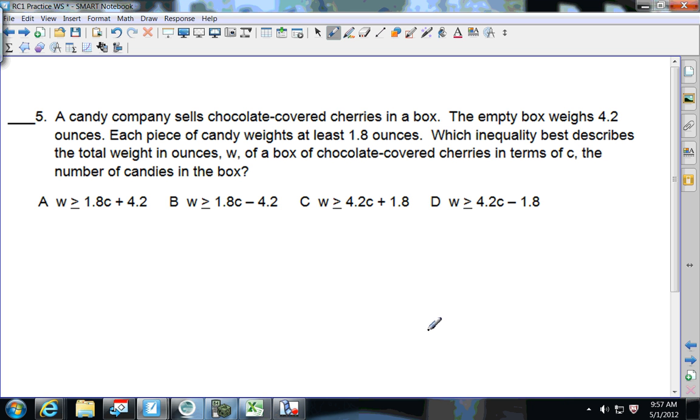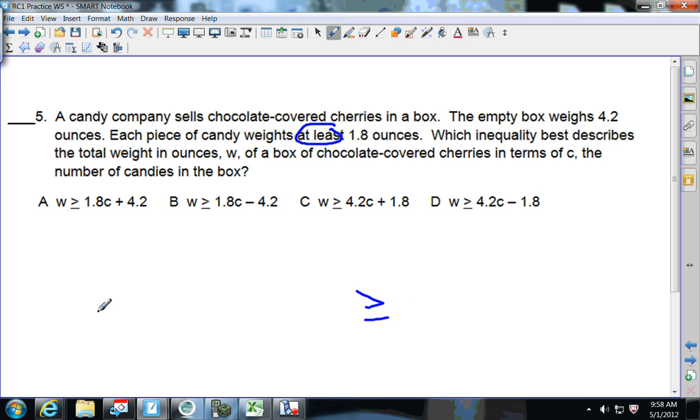A candy company sells chocolate-covered cherries in a box. The empty box weighs 4.2 ounces. Each piece of candy weighs at least, that's what sticks out to me right here, 1.8 ounces. Which inequality best describes the total weight of the ounces of the box of chocolates? Okay, at least is greater than or equal to. Okay, they are all greater than or equal to, so that doesn't help me.